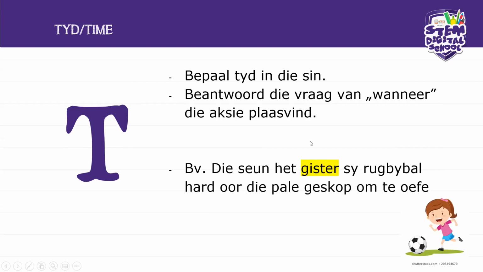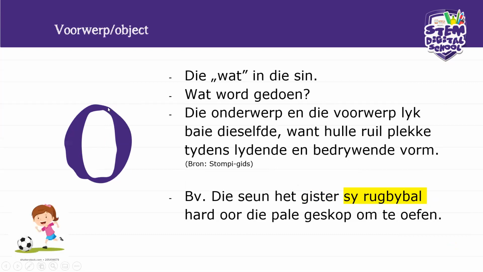Okay, there we go on to the next one. The O, which stands for the object, in Afrikaans die voorwerp. This is answering the question, wat? Wat word gedoen? What is happening in this sentence? This is something that you need to listen to.